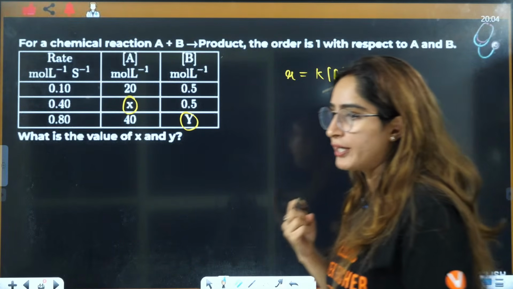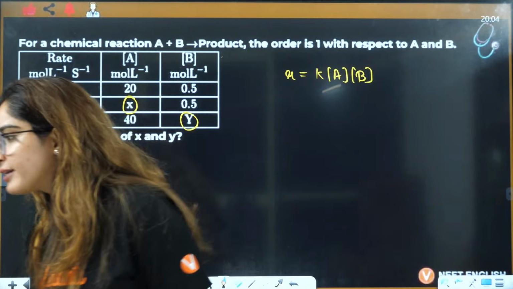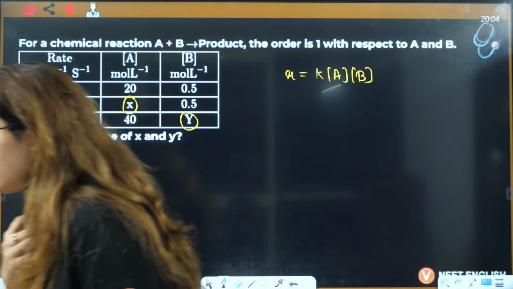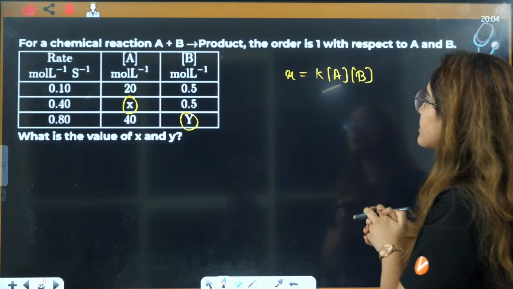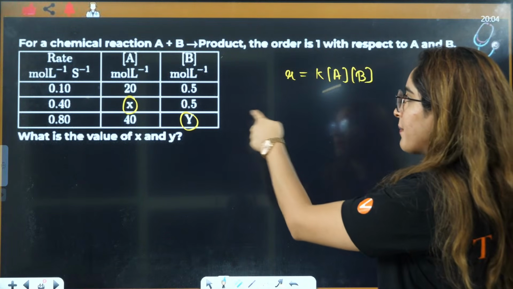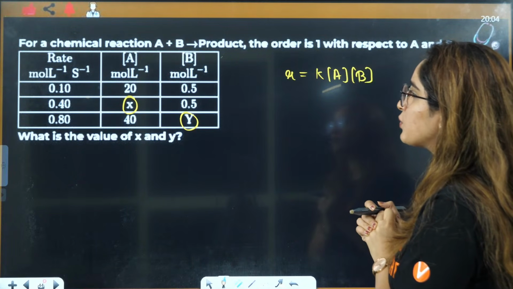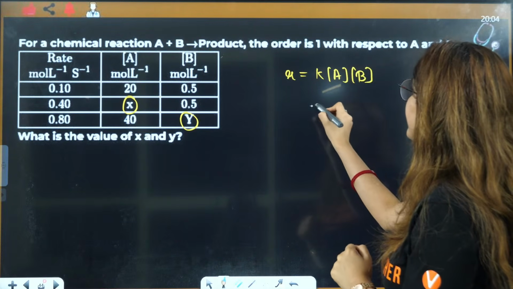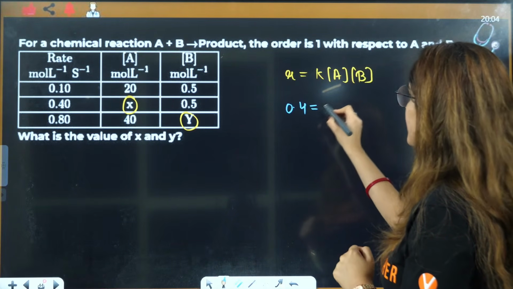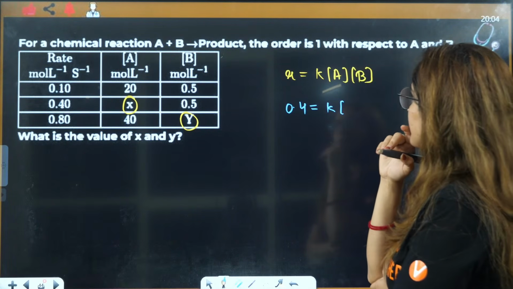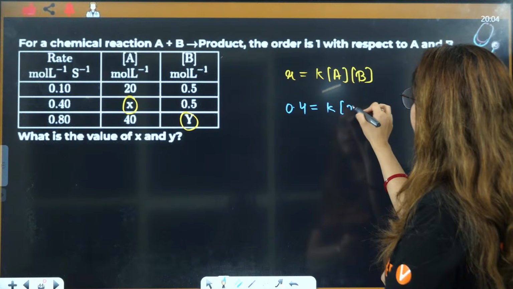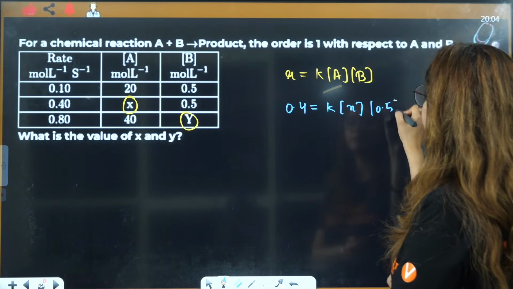How do you calculate it? How do you calculate this value, guys? Simple. Right? Okay. Now, see this here. Talking about the next statement here, we know that they are saying that rate is getting 0.4 times this K, and this is the X, right? And this is 0.5.